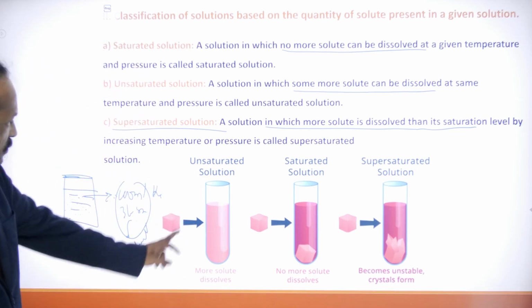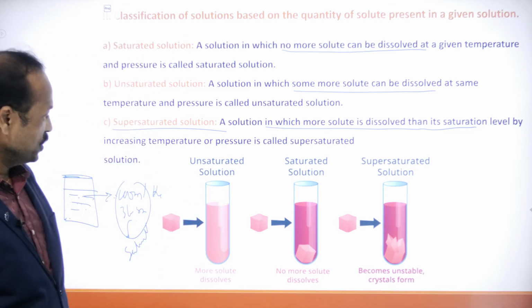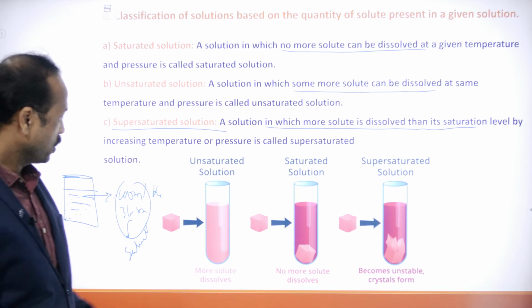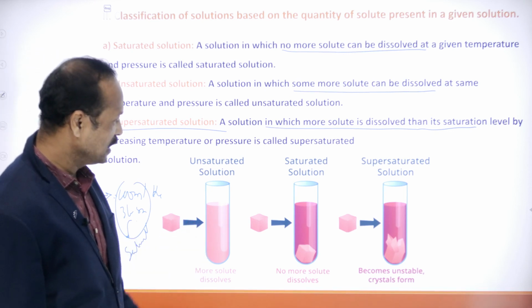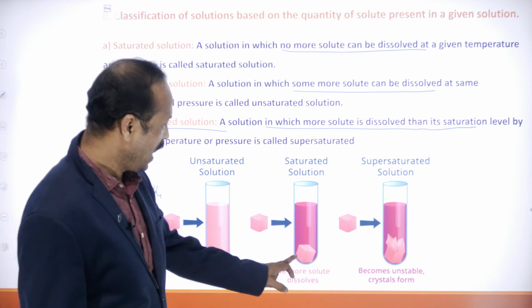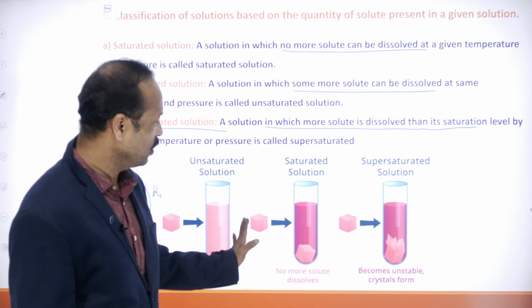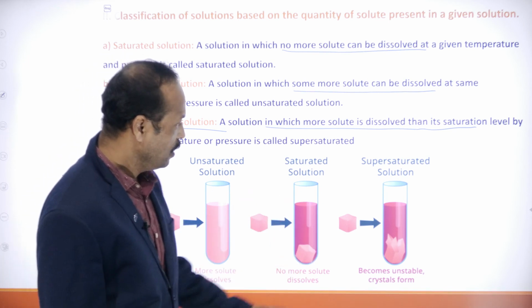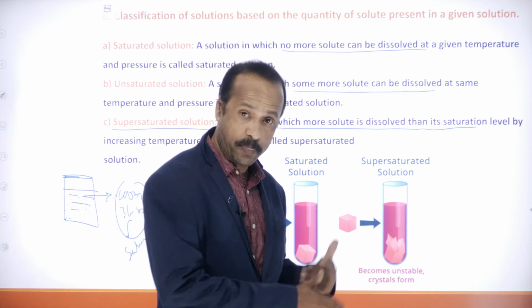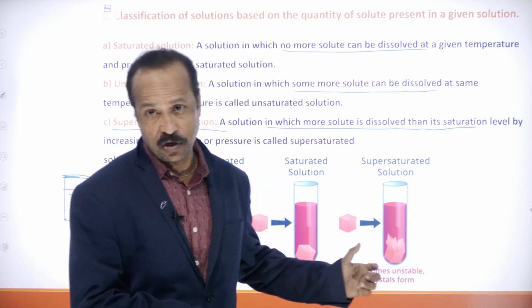So, you see here, this is unsaturated. More solute dissolves. We add one more, it can dissolve. And here it is already added, so this is this much only. Now if you add more, it cannot dissolve. But here, a greater amount of solute is dissolved in it.